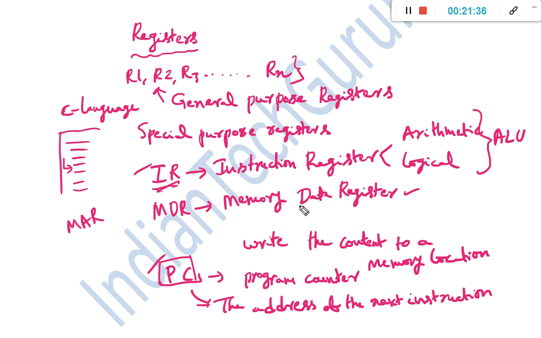Okay, so if you observe all of these registers, what is the naming convention for these registers? The naming convention is that registers are always represented in capital letters. We have seen here MAR, IR, MDR, PC, all in capital letters. Similarly, it's a combination of capital letters as well as numbers: R1, R2, R3, a capital letter and a number, RN, like that. So this is the naming convention to represent a register.